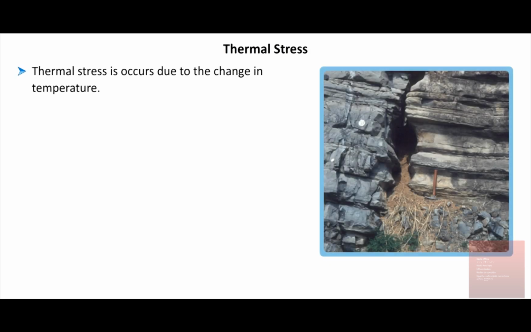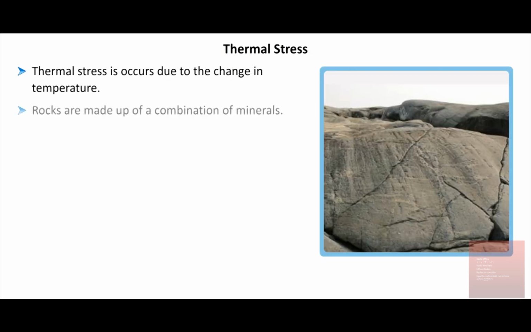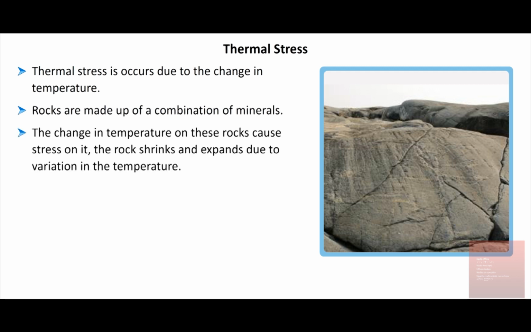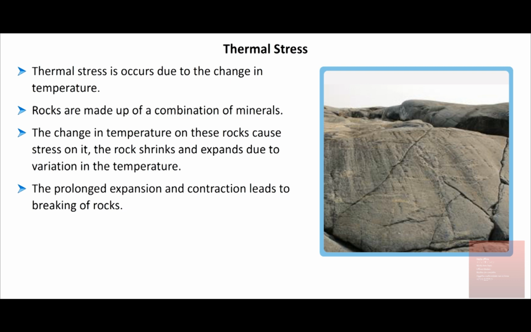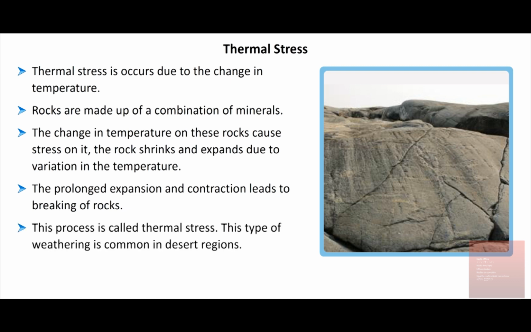Thermal stress occurs due to the change in temperature. Rocks are made up of a combination of minerals. The change in temperature on the rocks causes stress on it. The rock shrinks and expands due to variation in the temperature. The prolonged expansion and contraction leads to breaking of rocks. This process is called thermal stress. This type of weathering is common in desert regions.